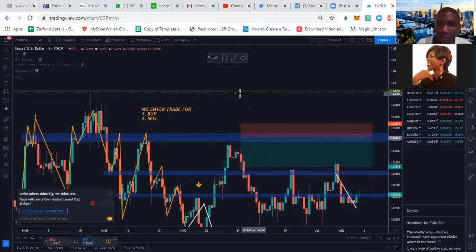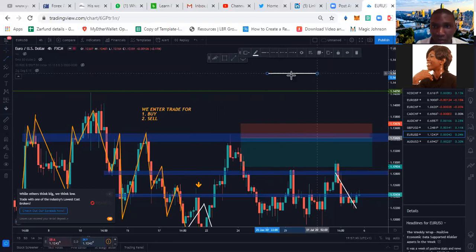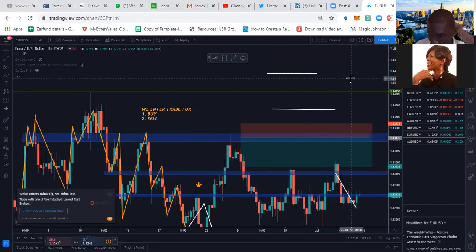Okay, so now if you want to enter a trade, like we said, we are either entering a trade for a buy or for a sell. If we take this trade, we take this line as our entry price. Let's start from buy. If you are entering for a buy, it means that your take profit is going to be above and your stop loss is going to be below. You know that already? Yes. Okay, there might be someone who doesn't know that.